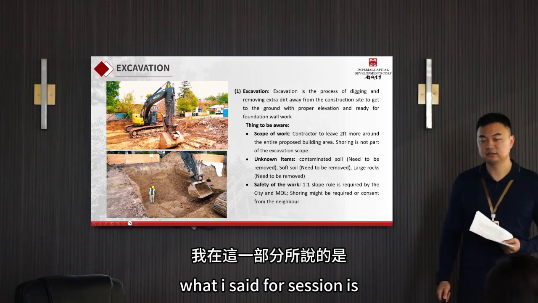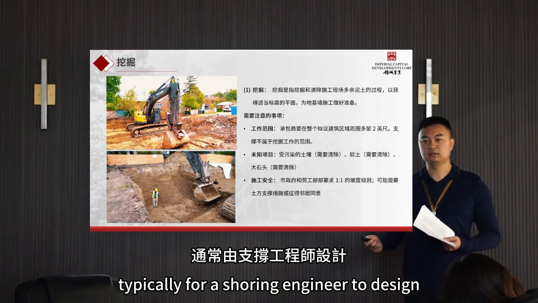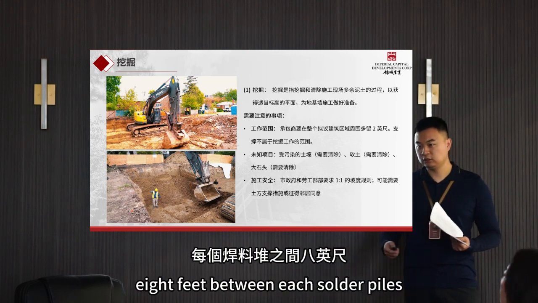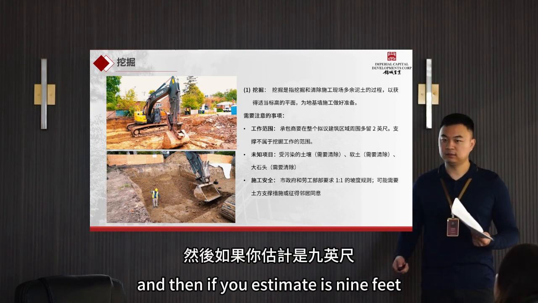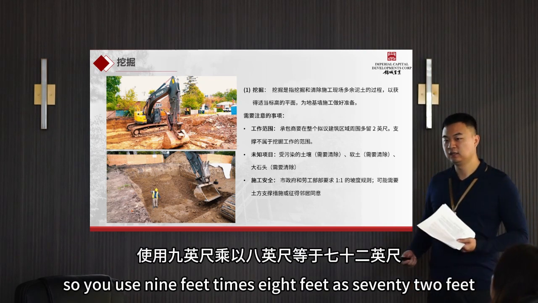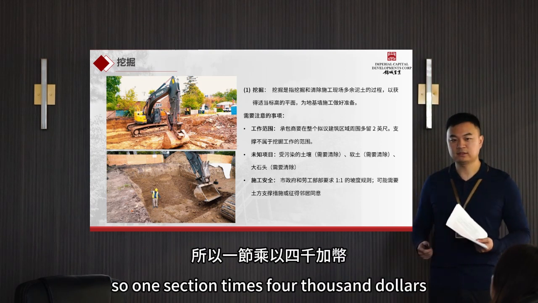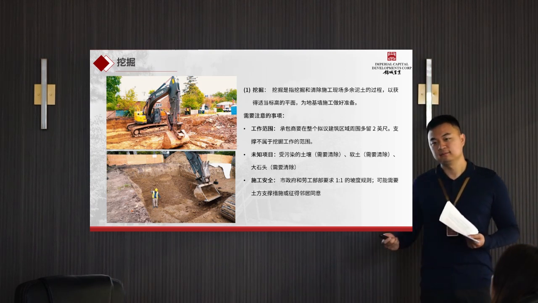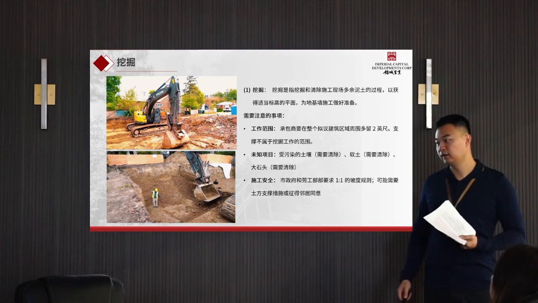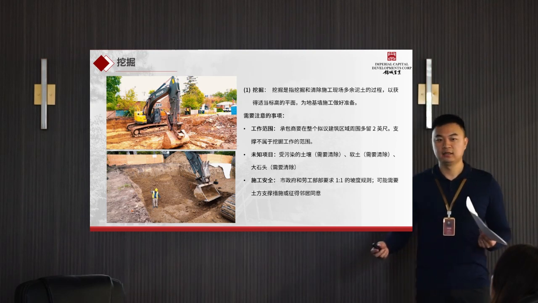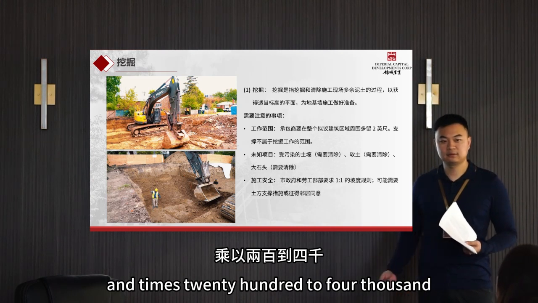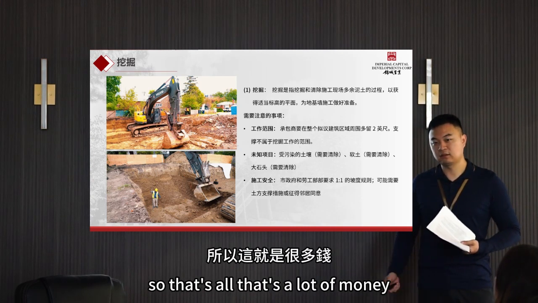When I say per section, it's typically that a shoring engineer designs the shoring, and they probably leave 8 feet between each soldier pile. If you excavate 9 feet, you use 9 feet times 8 feet, that's 72 square feet. So that's one section. One section times $4,000, that's already $30,000. Imagine if your house is 60 feet long, the excavation hole is 70 feet long, so you have to use 70 divided by 8 feet wide and times 2,800 to 4,000. So that's a lot of money.